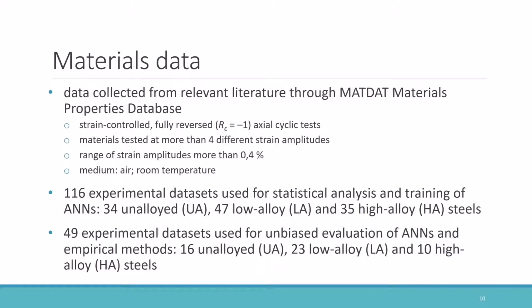Experiments were performed in air at room temperature. For statistical analysis and development of artificial neural networks, 116 experimental datasets were used, and an additional 49 experimental datasets were used for unbiased evaluation of both artificial neural networks and empirical methods.